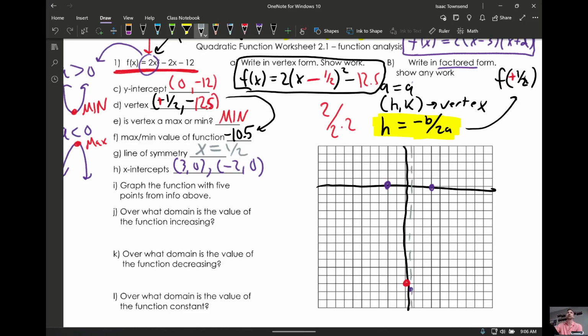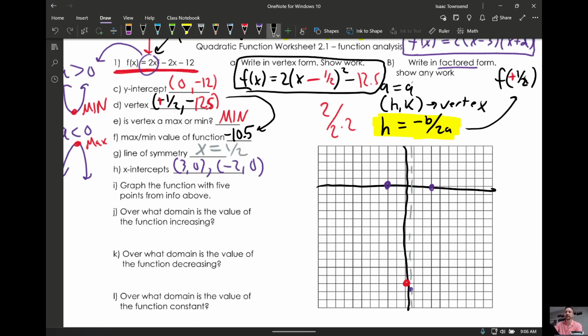But a second way you could find the x value of the vertex, if you don't like this negative b over 2a, or if you forget it, is notice the vertex has to be in the middle of these two x-intercepts. Between 3 and negative 2, the number in the middle is 1/2. So that's a second way to find the x value of the vertex.